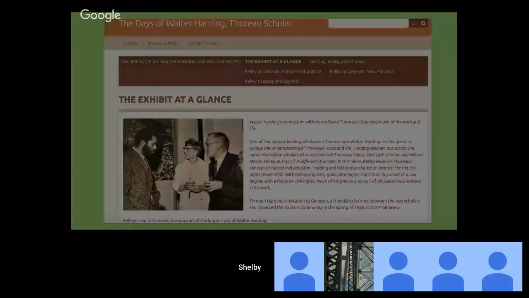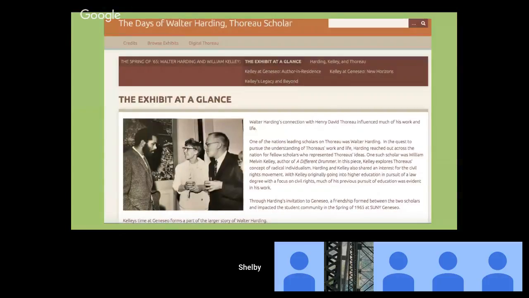Yeah. Okay, cool. So this is our first page of the exhibit. If you open it up, it says the exhibit at a glance. As you can see at the top, the red bar has all the split up categories of exhibits that we have in our overall exhibit of the Spring of 65. We first did the exhibit at a glance, just overviewing what our exhibit would be about. And we decided to include this picture of Harding and Kelly and Harding's wife, one of their first interactions here at Geneseo.